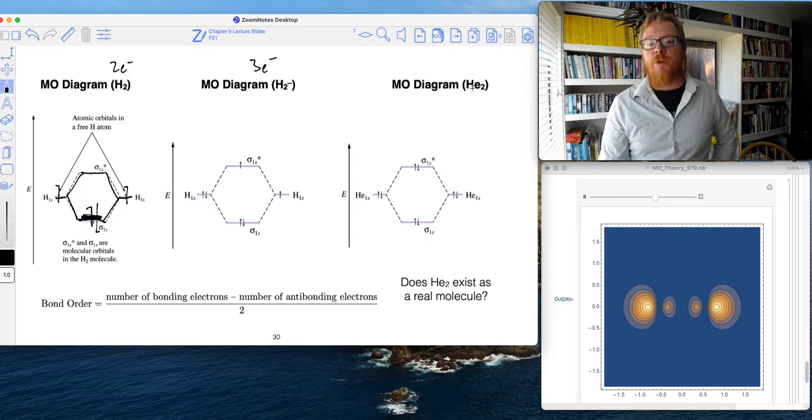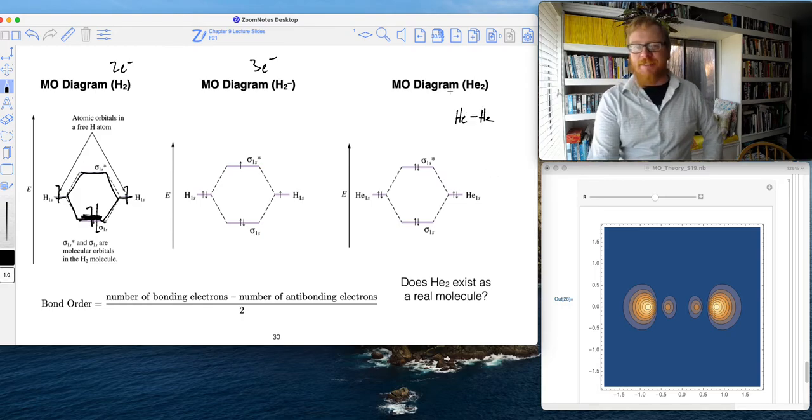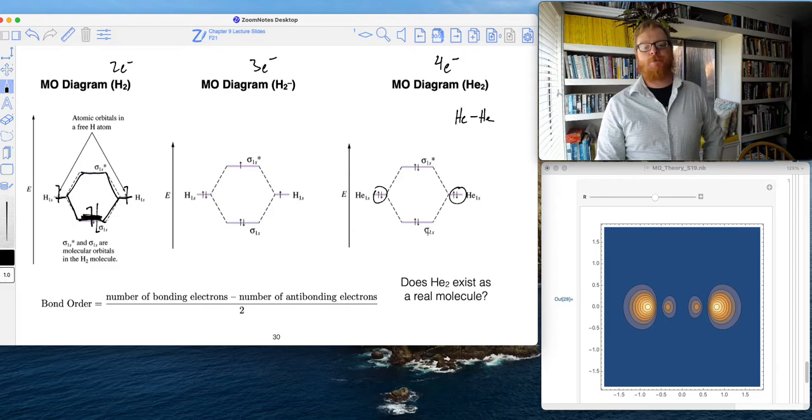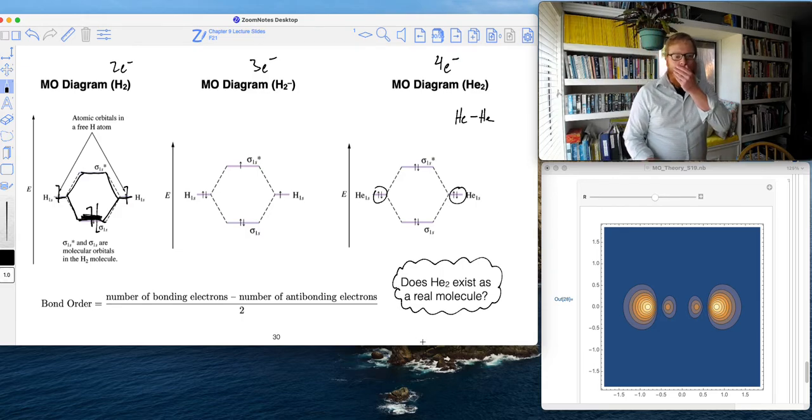And furthermore, if we look at He2, like bonding two helium noble gases, that would have 4 electrons, 2 from each helium, as you can see here and here. And so we bring them down and populate our bonding orbital. So there's 1, 2 of them. But now we've got 2 more to populate, and there's 1, 2. Okay? And so you can see this question right here, does He2 even exist as a real molecule?